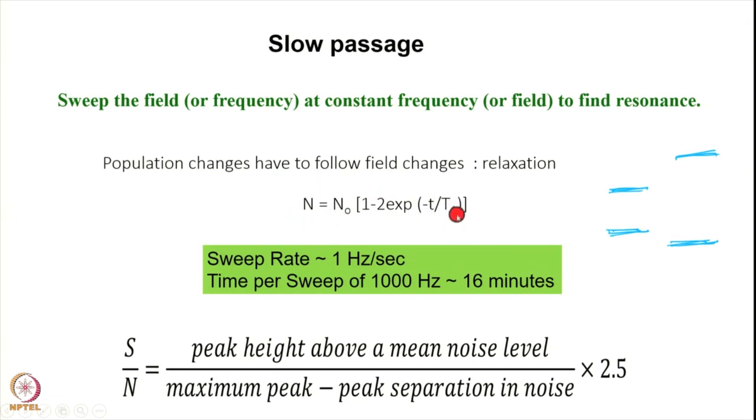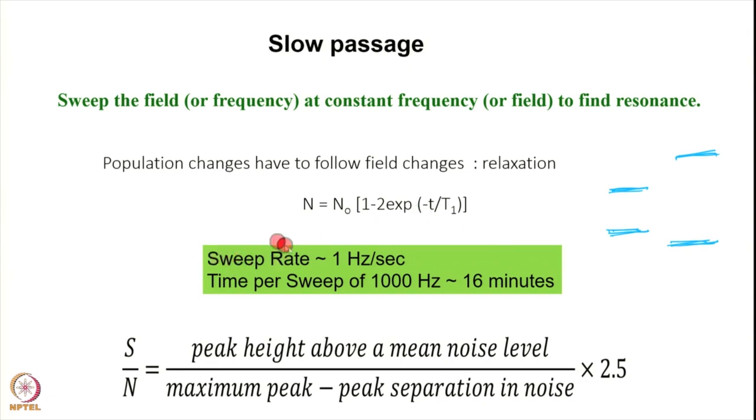Okay. Now if the T1 is of the order of a second, then you will have to wait for at least 4 to 5 T1 values before you can actually make a measurement. So, before you make a change in the field, you will have to wait for that long. So, therefore, it is an extremely slow process.